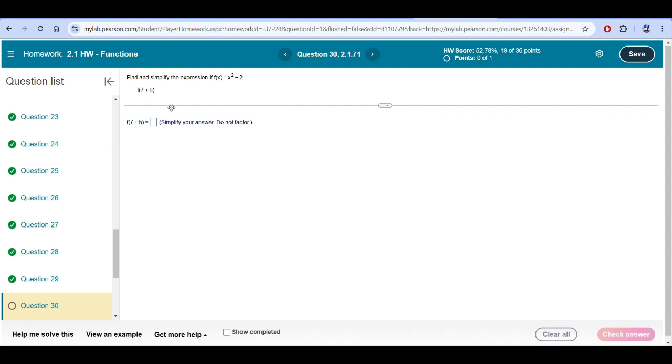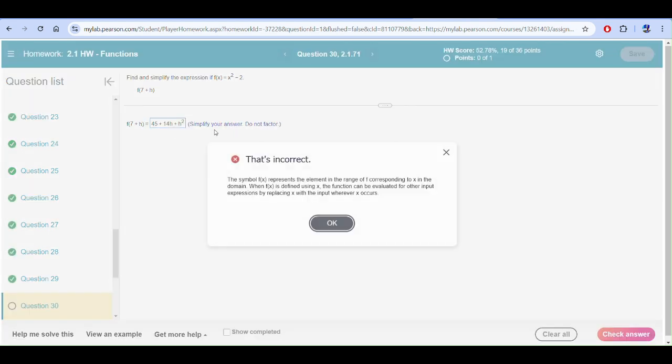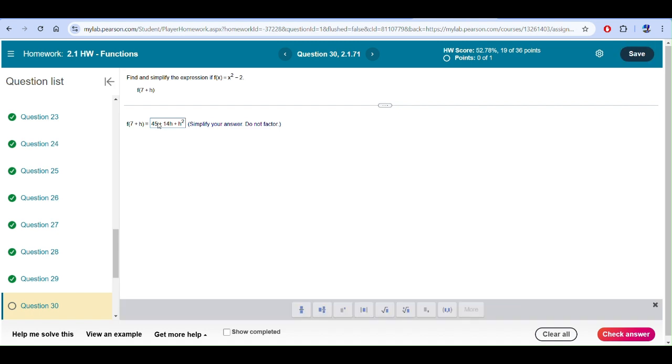So yeah, something like this would be 49 plus 14h plus h squared, and then minus 2, so 47 minus 2 is just 45. 49 minus 2 is 47.